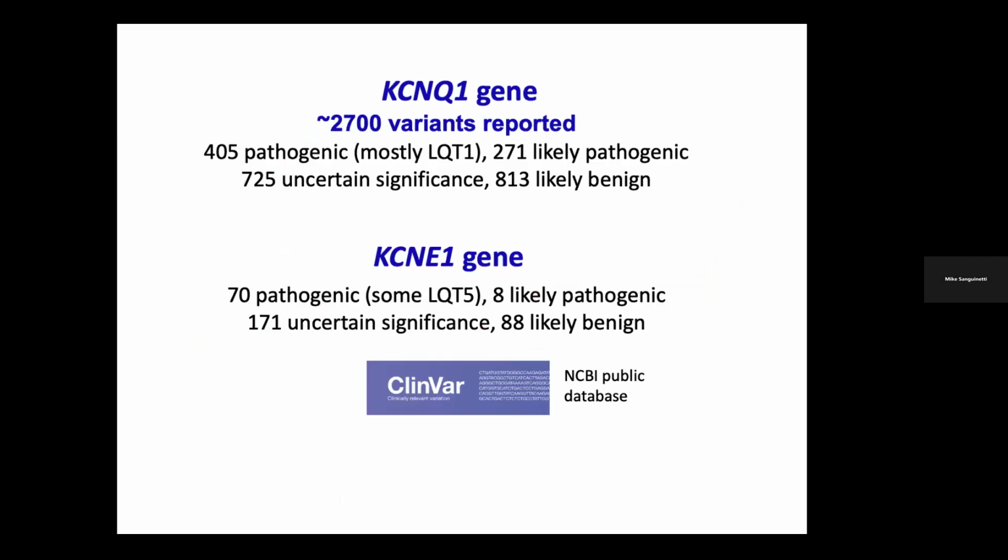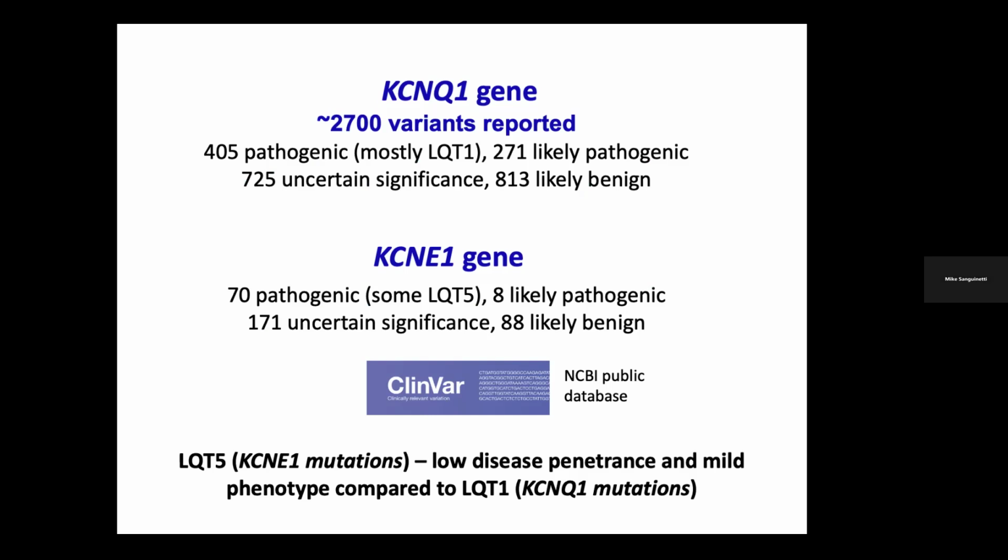So the Q1 gene, there's again thousands of variants reported. Many of them are of uncertain significance. KCNE1 is much smaller. Much fewer mutations have been reported. 70 are considered pathogenic. Only a few of those are LQT5 associated disease mutations. The others are just considered pathogenic based on how much dysfunction the mutation causes in the protein. LQT5, due to E1 mutations, has very low disease penetrance and mild phenotype compared to Romano-Ward LQT1.